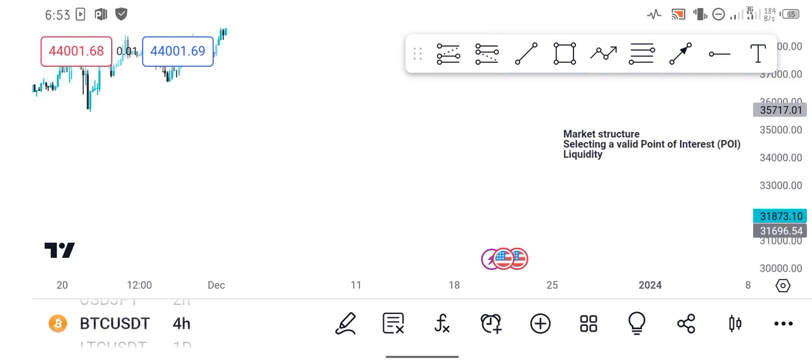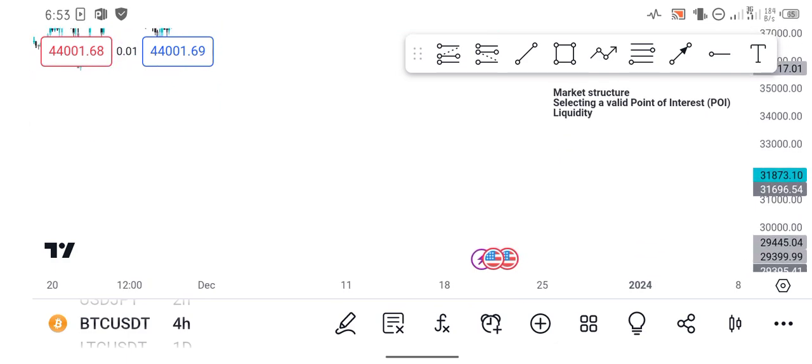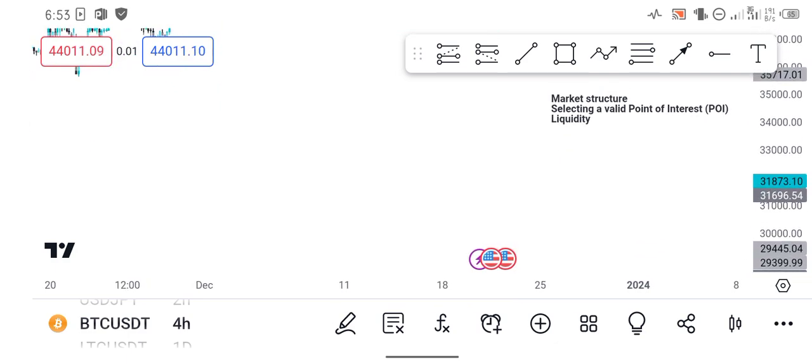Before we kick off, there are things I want you guys to understand here. First of all, there are three concepts. Don't get me wrong, it's a smart money trading strategy. But in this smart money trading strategy, there are three concepts I want you to understand: market structure, selecting a valid point of interest, and liquidity. These were the three concepts I used in taking this trade.